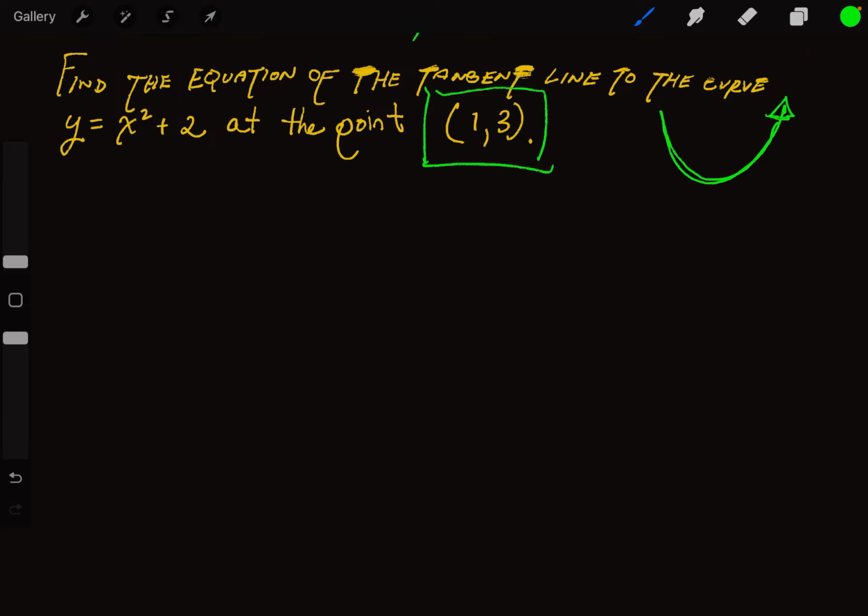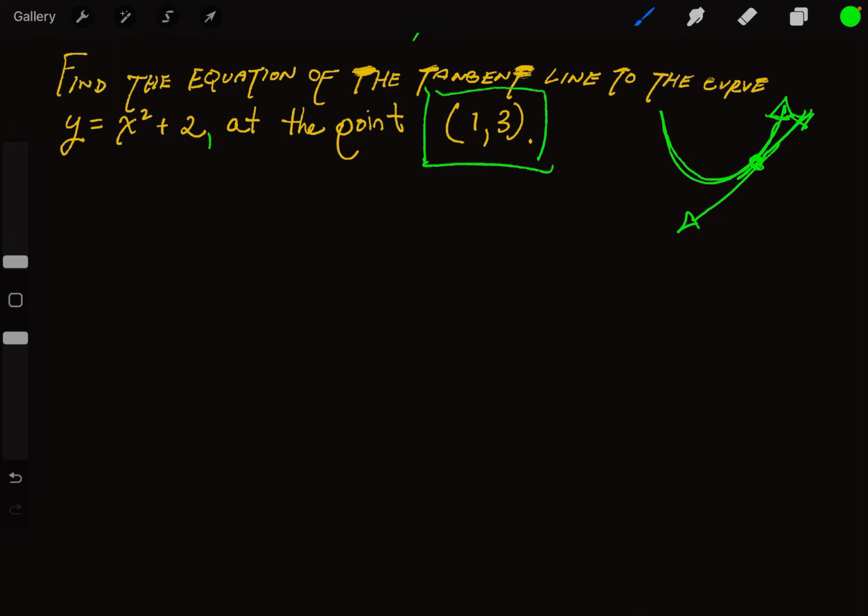And the point (1, 3) is some point right here. You want to find the equation of this line. You know a point on that line. The only thing that you're missing then is the slope. And the slope of the tangent line is the derivative.